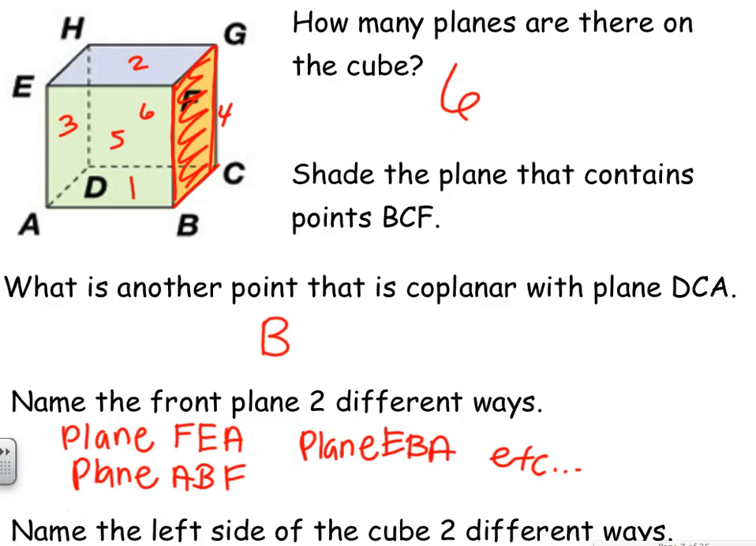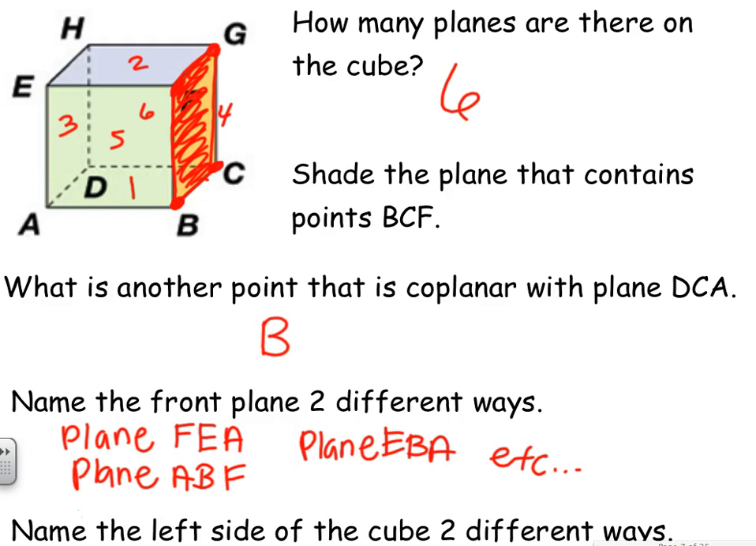Shading the plane that contains B, C, and F. So here's B, here is C, and here is F. And so the 4th point would be G, and that's going to make up the right side of the box. Notice when you name a plane, you're always going to have 1 letter left out, because we only need 3 points.